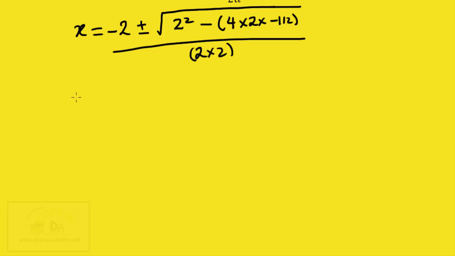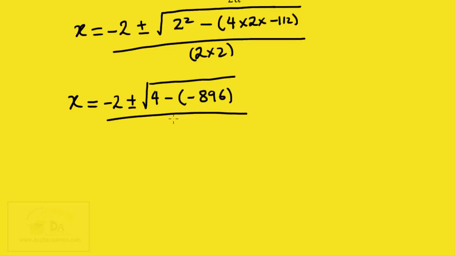So simplifying to determine the values of x gives minus 2 plus or minus the square root of 4 minus, what's 4 times 2 times minus 112? Well, that's minus 896. So you can easily check that with your calculator. All divided by 2 times 2, which is 4.